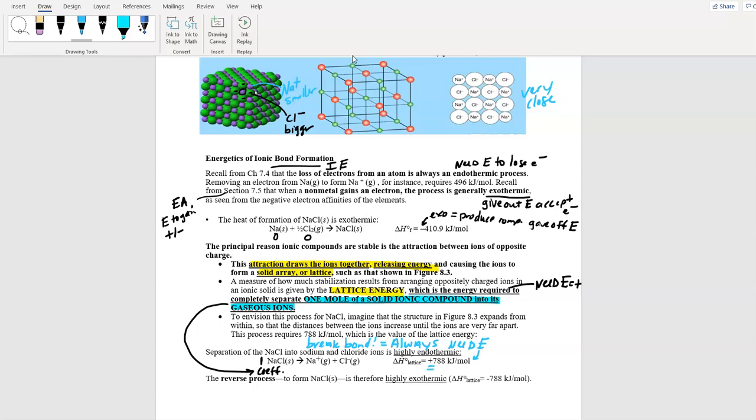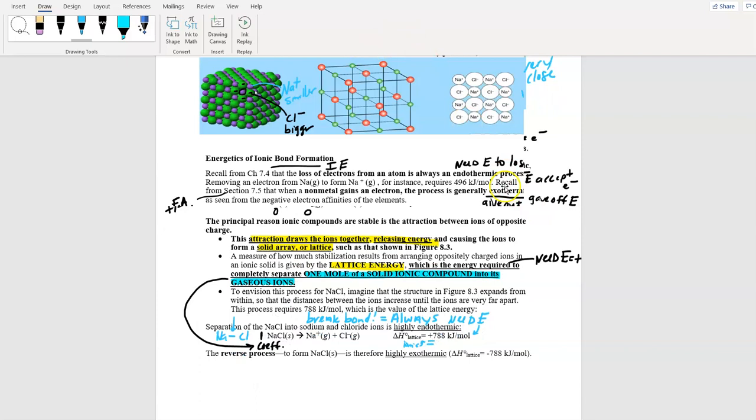So remember, delta H is the energy, lattice is the structure, ionic compound. So I'm going to put the word ionic for that word lattice right there. And you need energy to break that bond. So that energy right there is to take that sodium and chlorine bond right there. That's how much energy you need to break it.